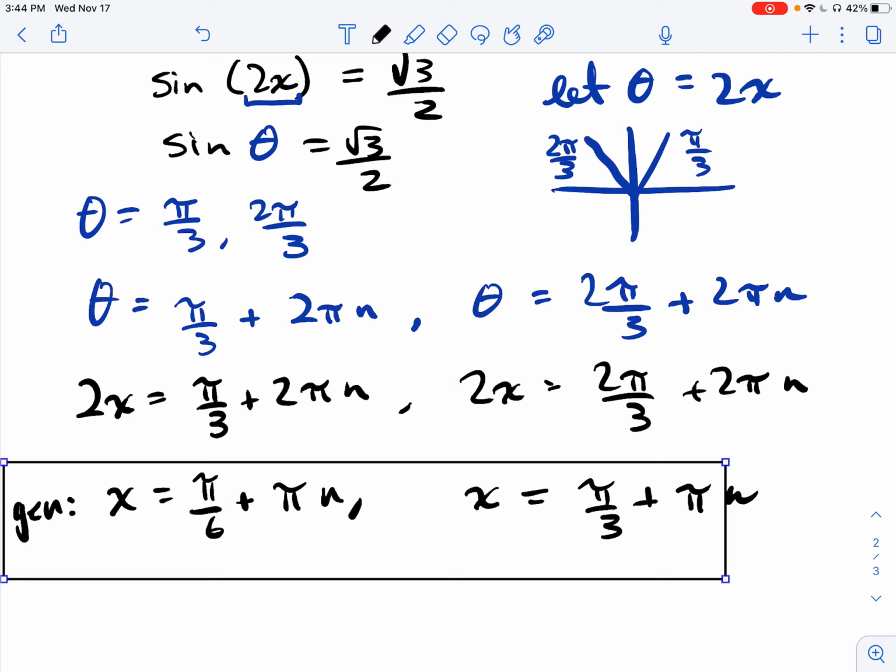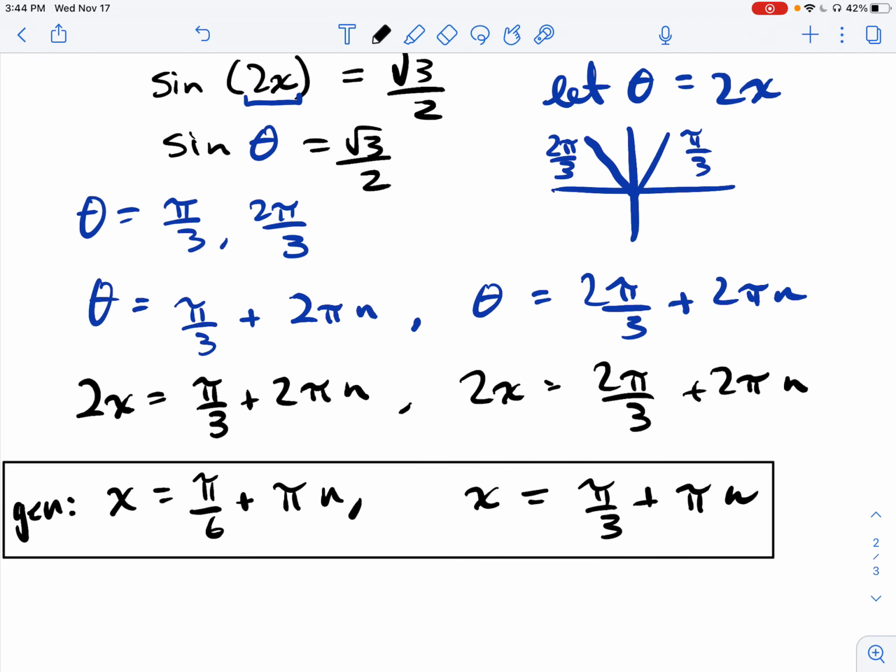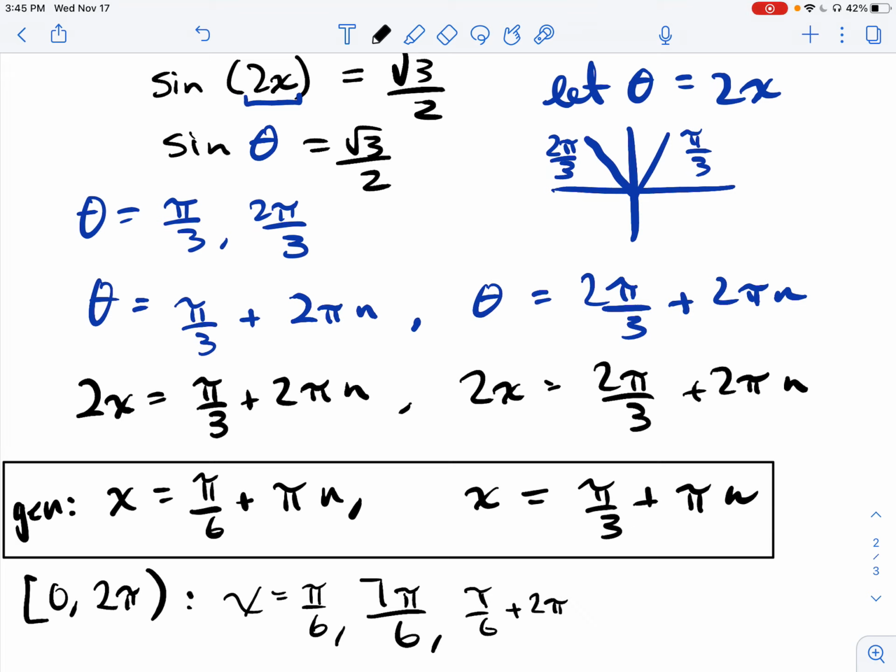So I started and found my general solutions first. These are my general solutions. But I'm now going to use those general solutions to come up with all my angles from 0 to 2 pi. What I'm effectively going to do is start plugging in values for n until I've reached 2 pi. So when n is equal to 0, I get pi over 6. When n is equal to 1, I've got 7 pi over 6. When n is equal to 2, pi over 6 plus 2 pi, I already know that I'm getting an answer that's greater than 2 pi, so I don't want to include that. So I'm going to stop there.